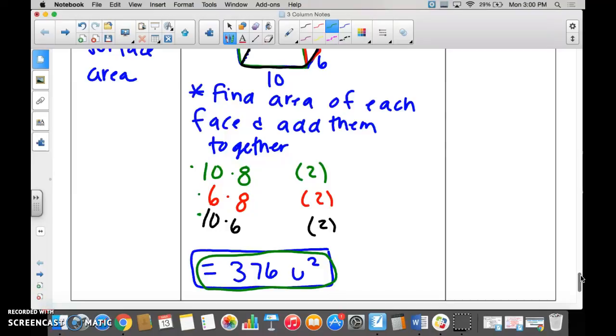And surface area, our units are what? Square. It's back to square. We're still on area, so it's squared. Do not forget to label. Do not forget either squared or cubed or just units or whatever it is that you have to add on there.